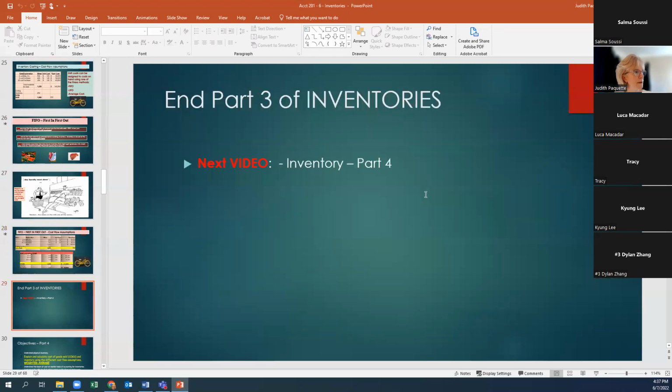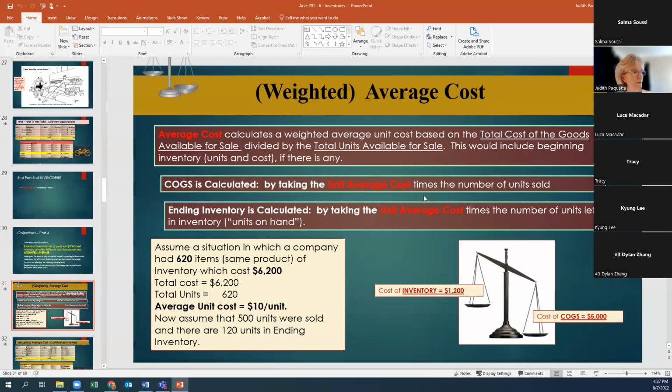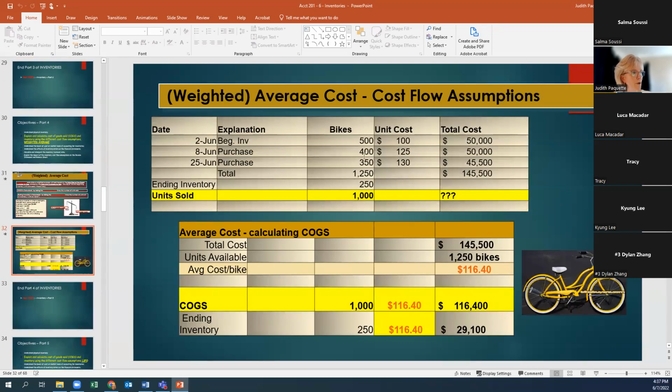All right. And then weighted average, you add up all your costs, you have 145,000, you have 1,250, that's goods available, and you come up with a unit cost of 116, and then you use that to calculate cost of goods sold, and you also use that same unit cost to calculate ending inventory. So when I tell you to calculate cost of goods sold using average cost, don't give me the unit cost, give me the total cost.